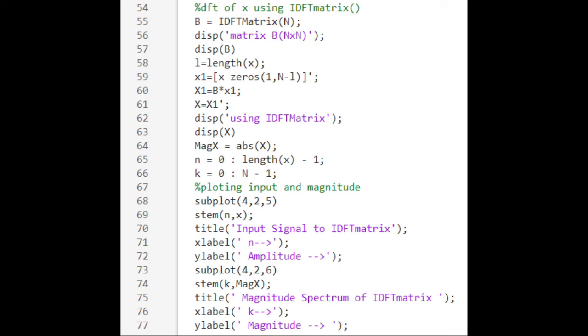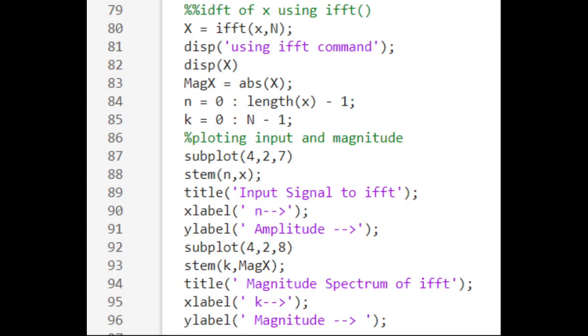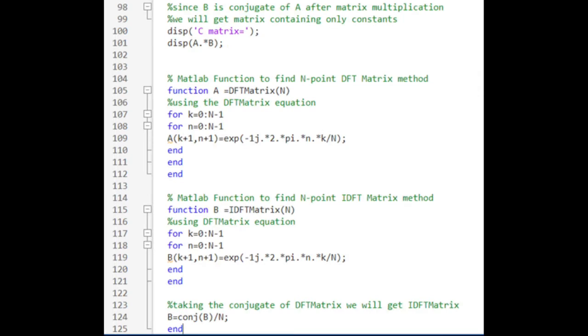For the third part, the DFT of x using the IDFT matrix, and B is set to the IDFT matrix. 2 graphs will be obtained, which are the input signal and the magnitude spectrum of the IDFT matrix. For the fourth part, which is the IDFT of x using the inverse fast Fourier transform, the value of x is changed to IFFT with the variable of x and capital N.